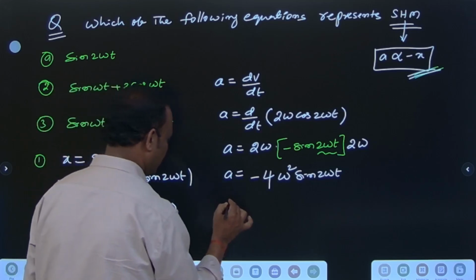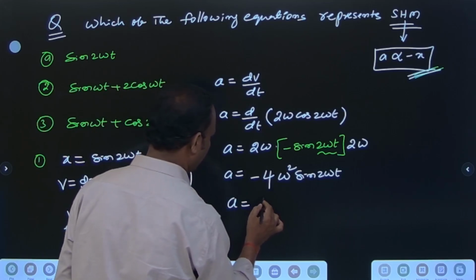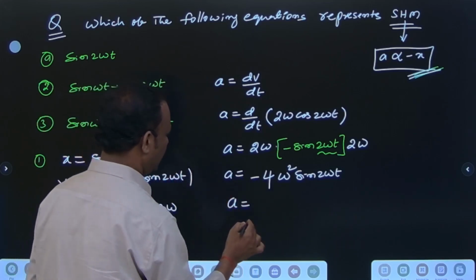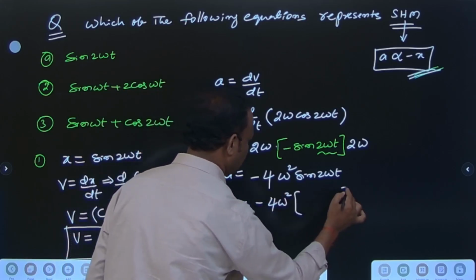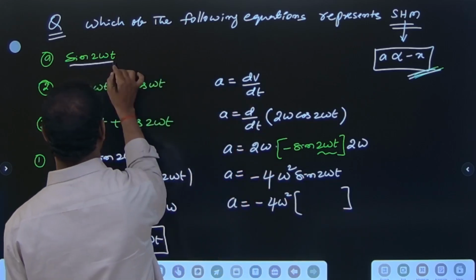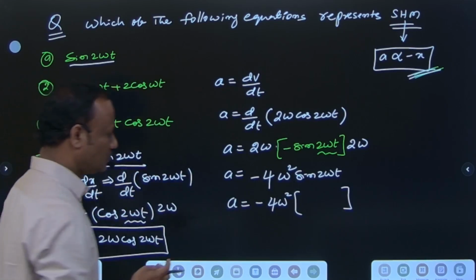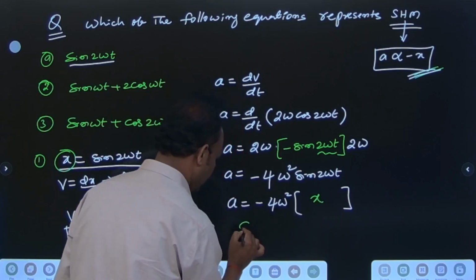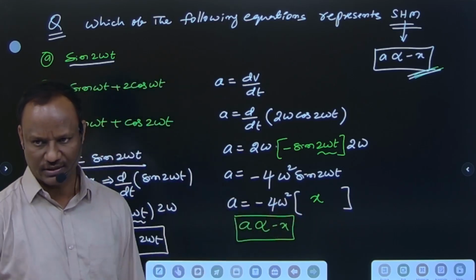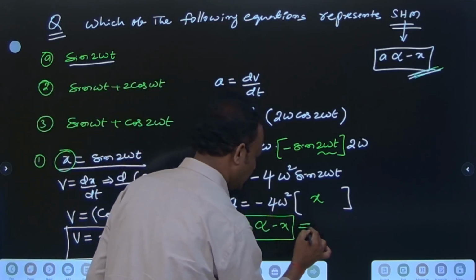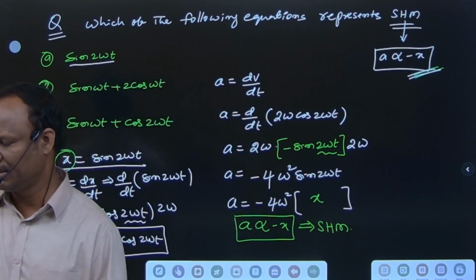So we can write A is equal to minus 4 omega square, as it is, times sin 2 omega t. What is sin 2 omega t? It's x. So A is proportional to minus x, something constant into x. It represents SHM, the first one. For all the equations, you can do it like this.